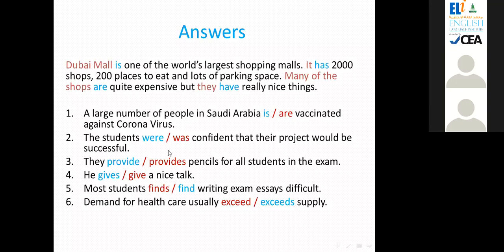The students were confident that their project would be successful. So they agree now with each other. They provide. Okay, great, because they agree with each other. And if I say provides, this verb is used with singular pronouns, he and she and it. And we have here the pronoun they, which agrees with provide. They provide pencils for all students in the exam. He gives a nice joke.